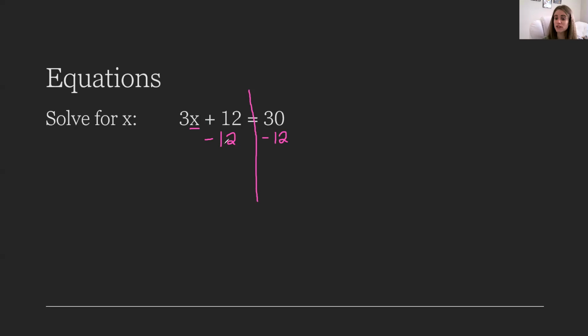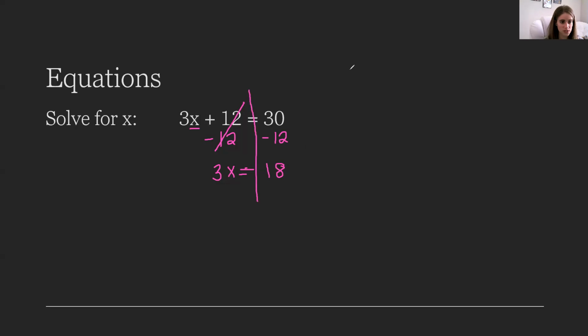So 12 minus 12 is 0. We did the opposite, so it zeroes out. And we are just left with that 3x. We're going to bring it down. And then over here on the right, we are going to take 30 and subtract 12 from it. Whenever you have steps like this, always try to do it either in your head or on paper first, because you won't always have access to a calculator. And 30 minus 12 is 18.